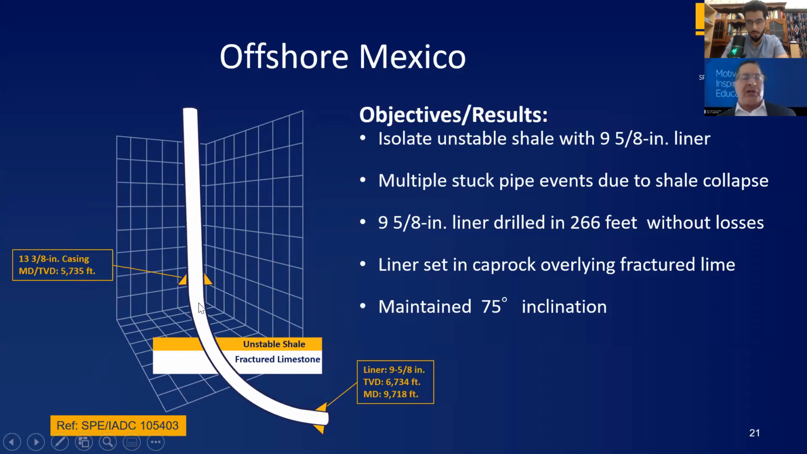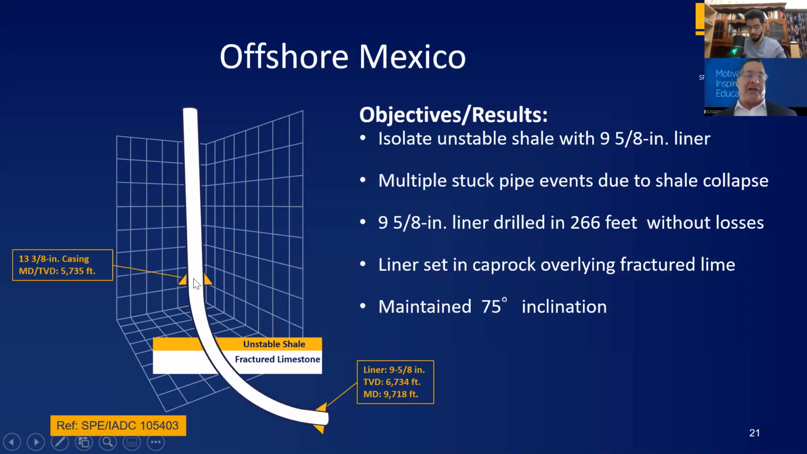When trying to drill into this fractured limestone by conventional means, they would accidentally get into this limestone because the cap rock of this limestone, where they intended to set the liner, sometimes would be eroded and they would never see it. So they would already be in this fractured limestone, total circulation loss. This unstable shale would collapse around the drill string.